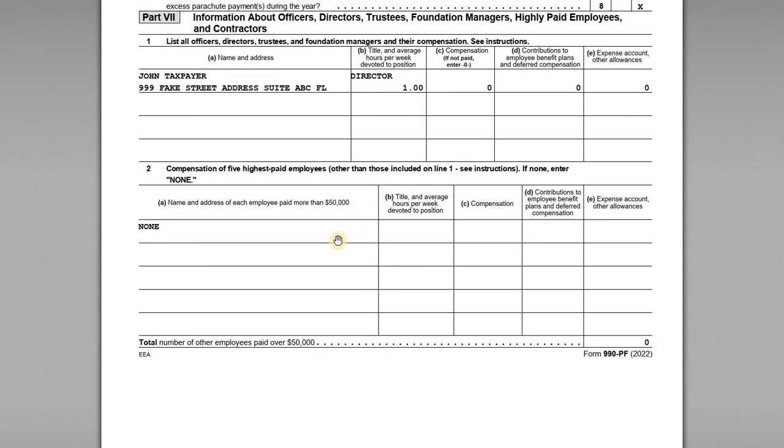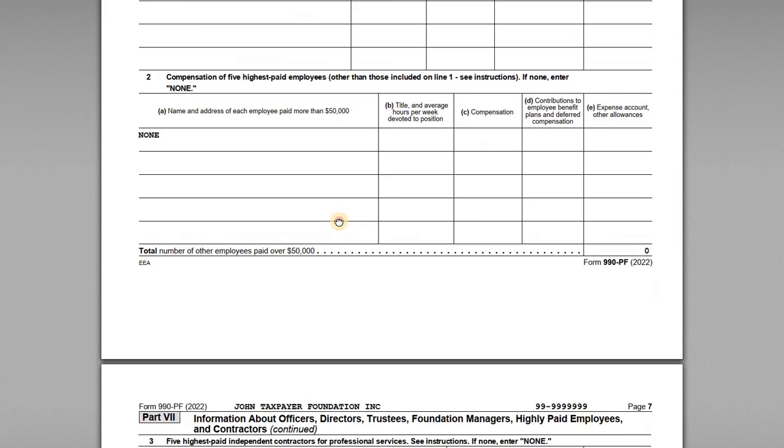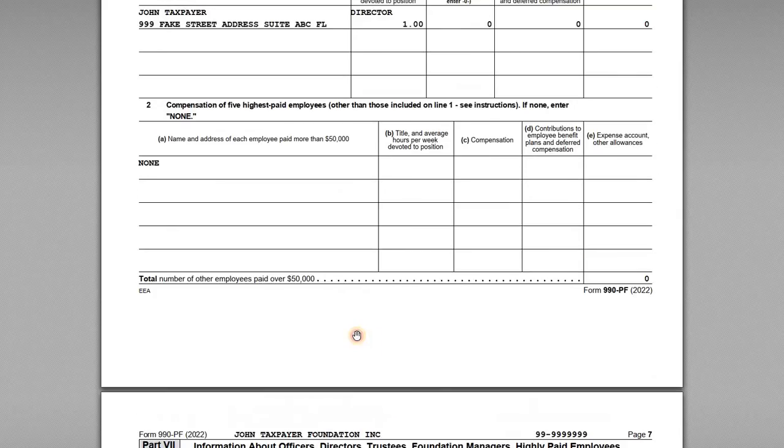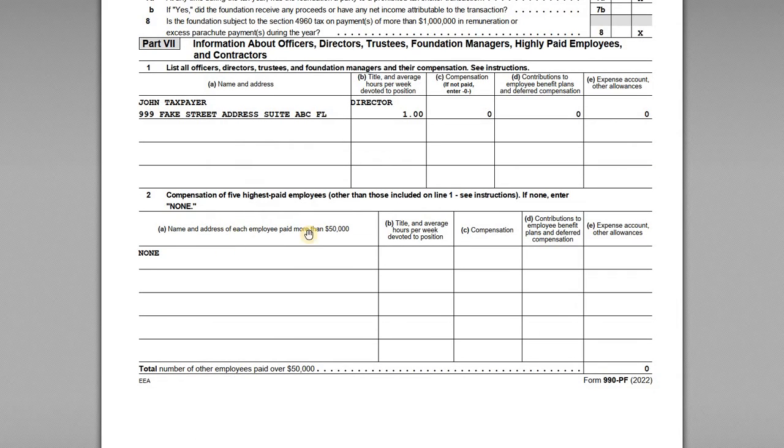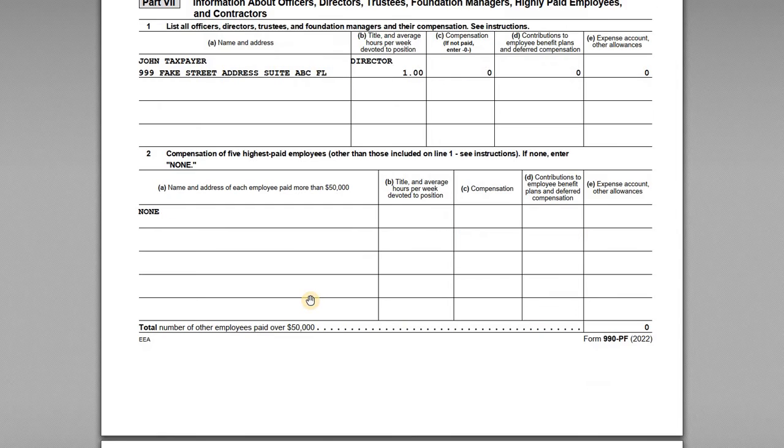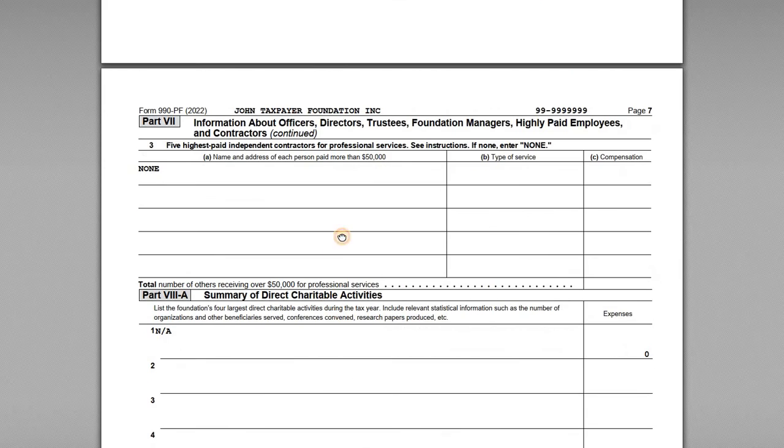Now, the highest paid employees, and then when we get into highest paid contractors as well, on the next pages, we don't have any employees, right? And again, you only have to disclose it if you paid the employee more than $50K. So we have no high paid employees, we don't have any employees at all.